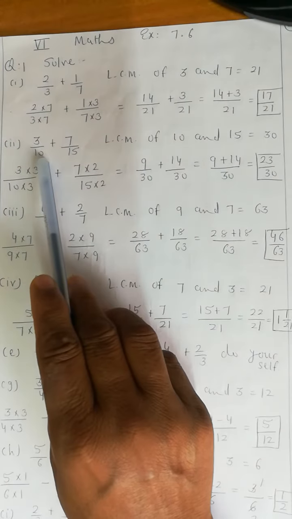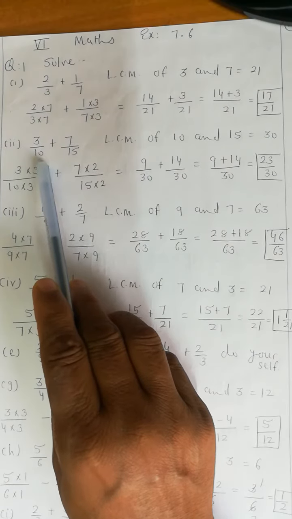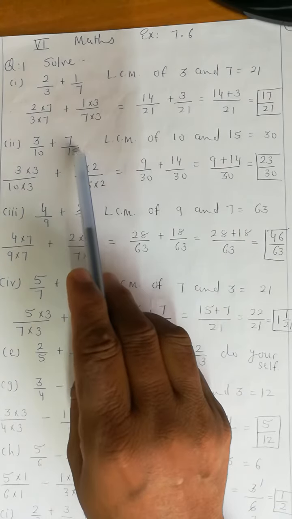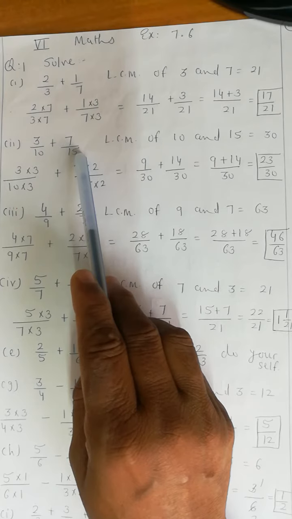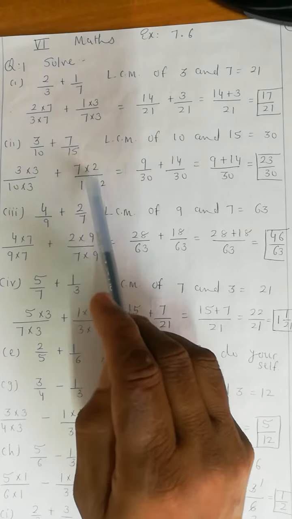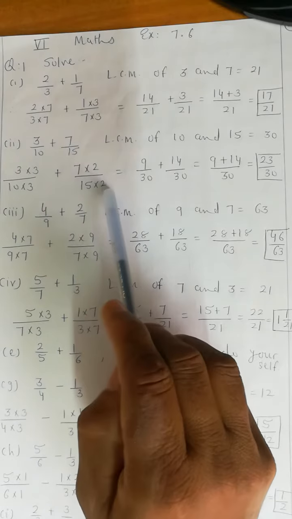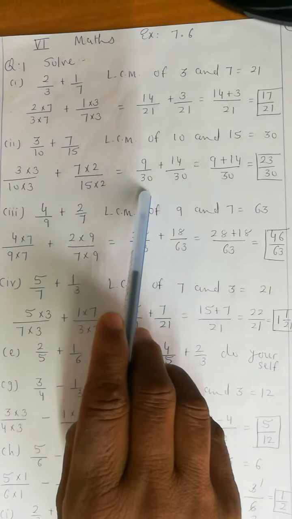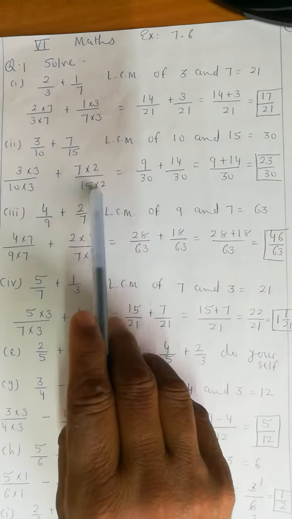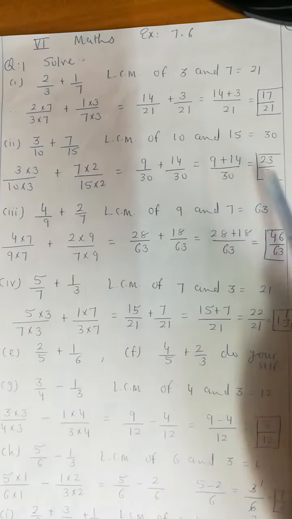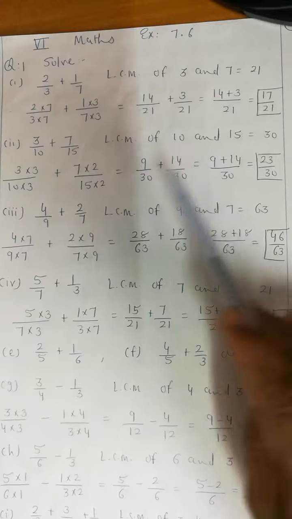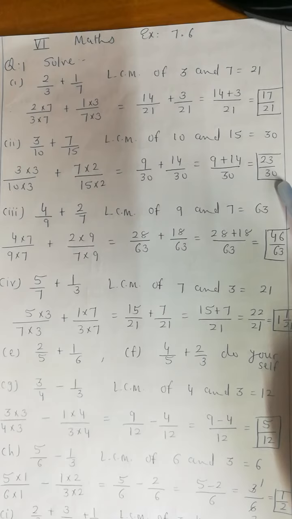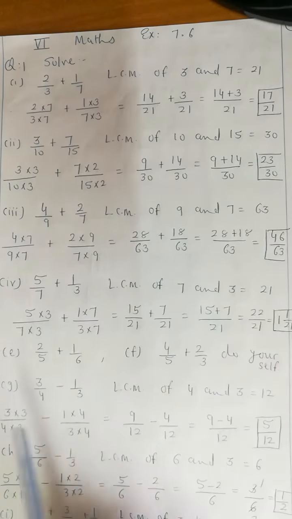Now here there is 10. To get 30 we have to multiply by 3. 3 into 3 upon 10 into 3. Here denominator is 15. To get 30 we have to multiply by 2. 7 multiply by 2, 15 multiply by 2. Here 3 threes are 9 upon 10 threes are 30. Here 7 twos are 14 upon 15 twos are 30. Now 30 in the denominator, add 9 plus 14. 9 plus 14, 23. 23 upon 30 is our answer.